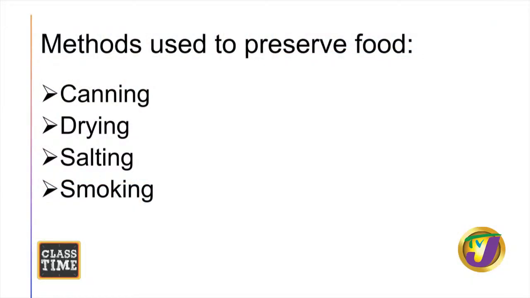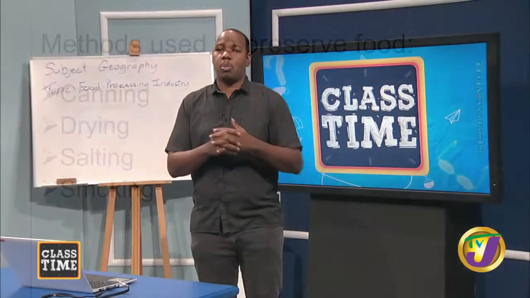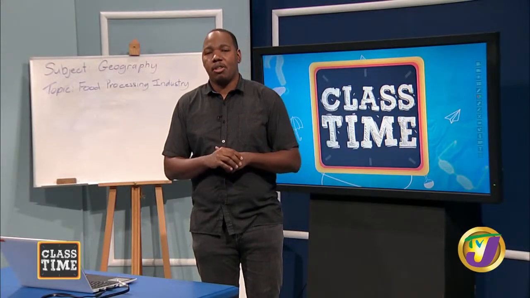Now, there are various methods used to preserve food. And all of these methods are really designed to extend the shelf life of food. Obviously, if we can extend the shelf life of food, it means that the population will have better access to food. If food can stay on the shelf a little bit longer, if it can stay in your kitchen a little bit longer, you'll spend less time going to the supermarket to make multiple trips for food.